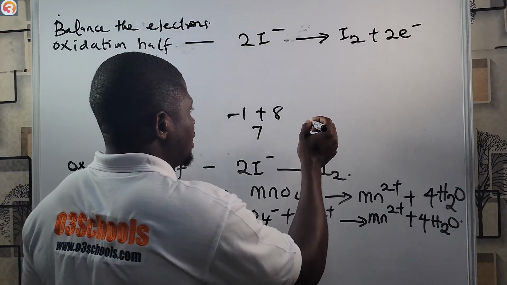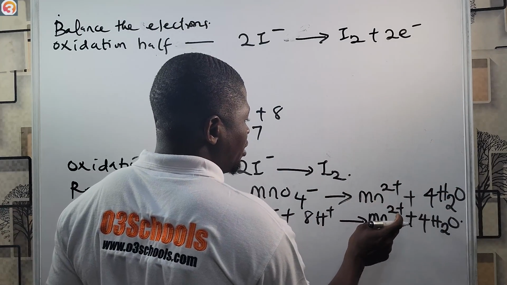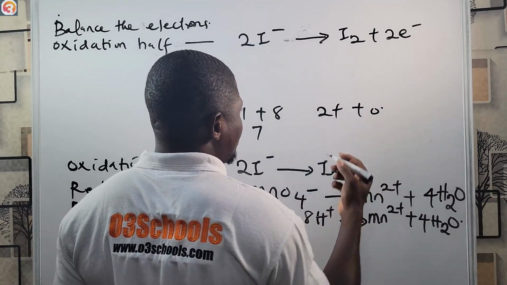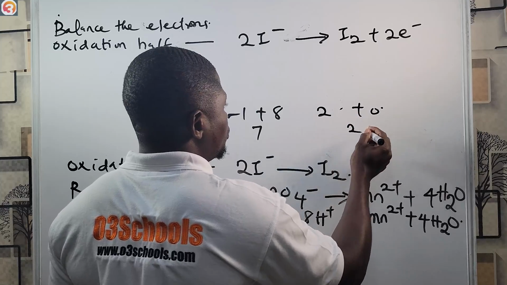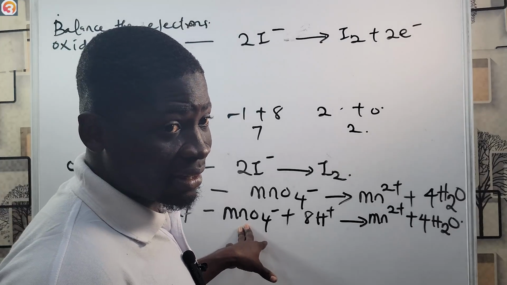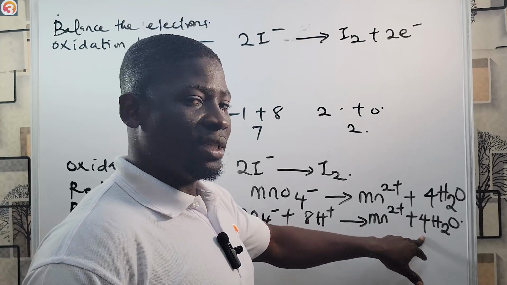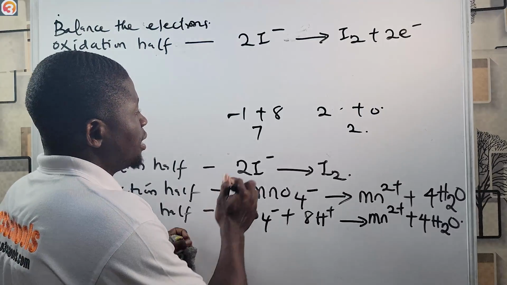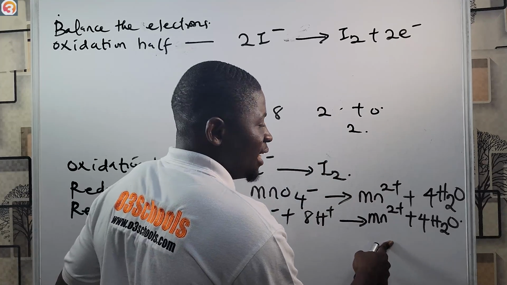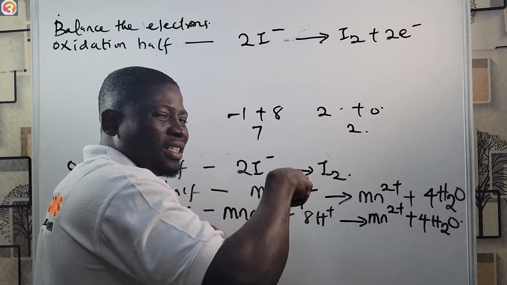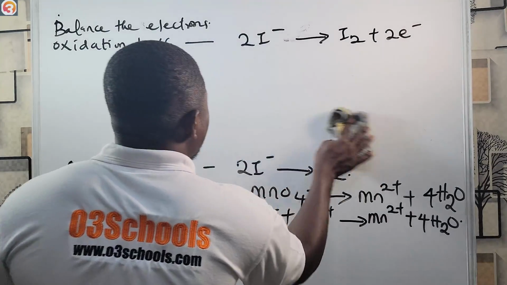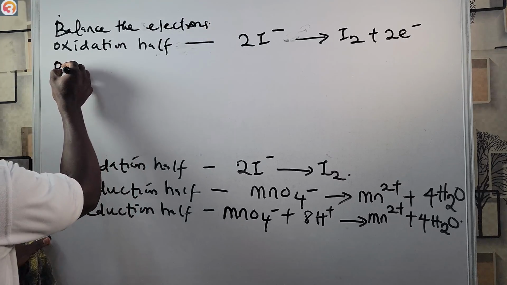Total charge, minus 1 plus 8 is 7. Okay. Then on the right hand side, the charge on Mn2 plus is 2 plus. Then the charge on H2O is 0. So 2 plus 0 is 2. But that means the more positive side is the left hand side. This side is more positive than this side. The left hand side has 5 more charges than the right hand side. So you add 5 electrons to the more positive side. All right, having deciphered that, you will now come up and say reduction half.